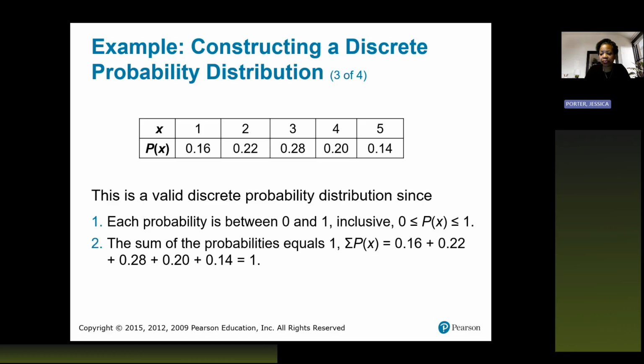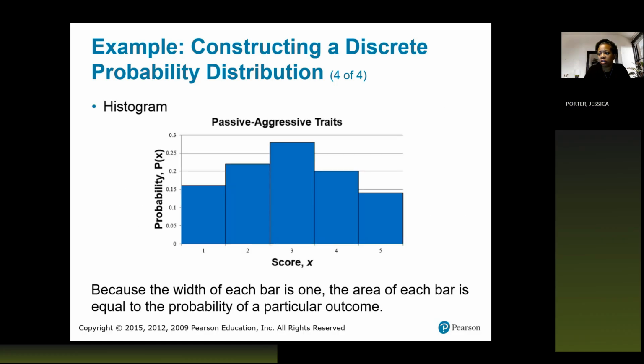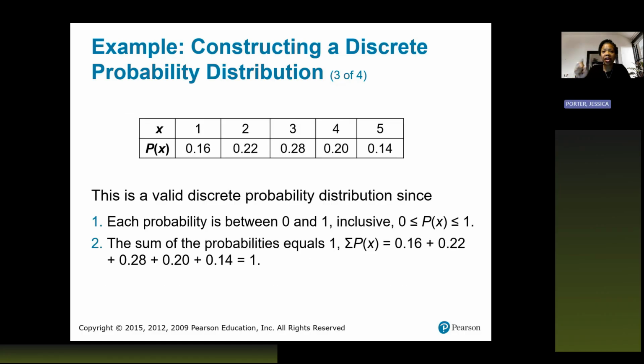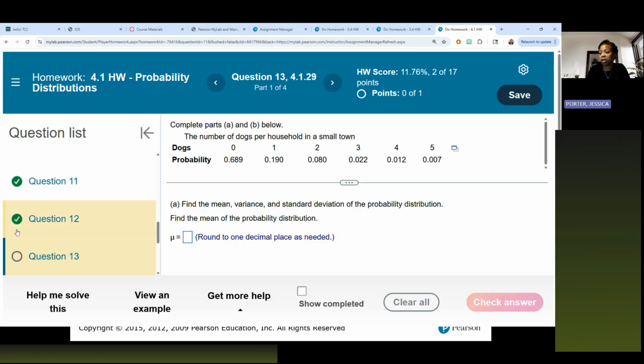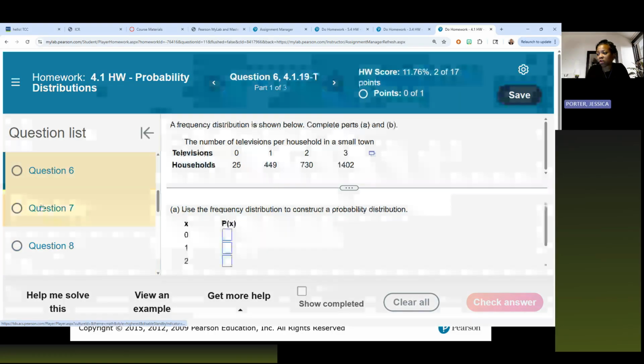Okay. Then we graph it. We use a histogram to graph our frequencies. Well, last week we called this the relative frequency. So this week we're calling it the probabilities, the probability of each outcome of random variable X. Okay, so let's look at your homework and see what you're going to come across with these types of questions.